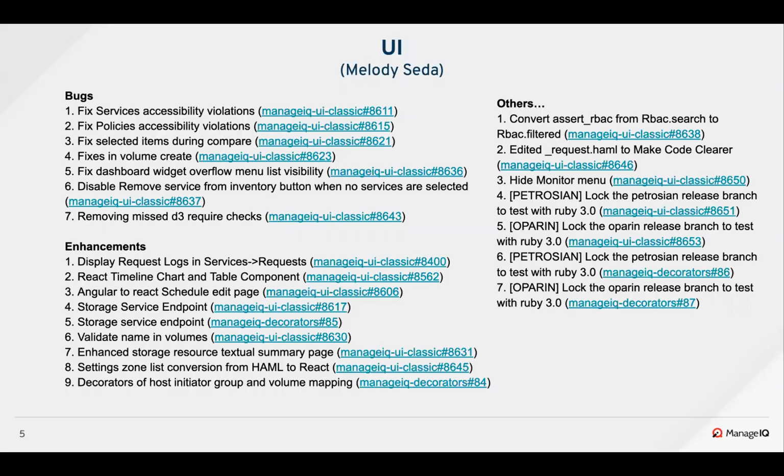And over to Melody on the UI. Yeah, thanks, Jason. So on the UI side, we had 19 PRs merged into ManageIQ UI Classic, 7 bug fixes, 7 enhancements, and 5 miscellaneous PRs, as well as 4 PRs merged into the ManageIQ Decorators repo, 2 enhancements, and 2 dependencies, for a total of 23 PRs merged into the UI. Next slide.